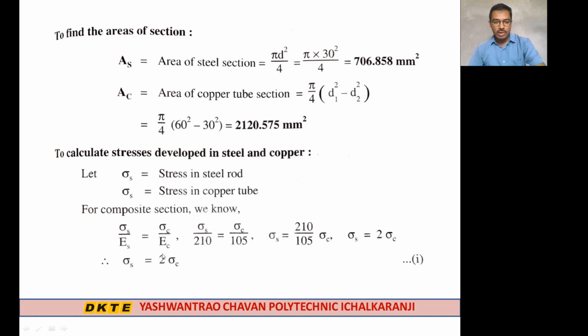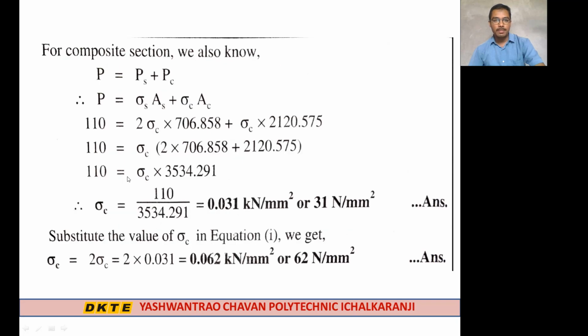This value of the equation we have to put into the load formula, that is P. Now the value of this we will put in P. For a composite section, P is equal to PS plus PC. PS means load on steel, PC means load on copper. PS means sigma S into AS and PC means sigma C into AC. Total P is equal to 110.